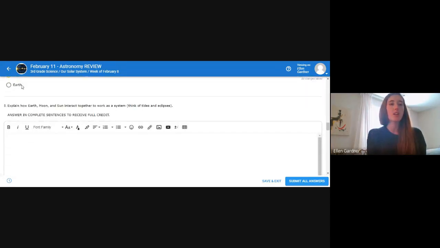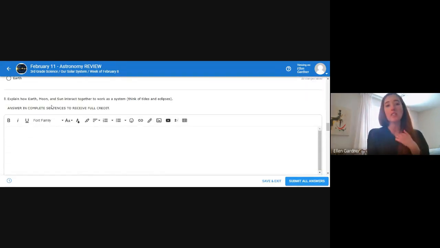Okay, now Earth, Moon, and Sun interact together to work as a system. Please explain how that is. And I want you to think specifically of tides and eclipses. Two naturally occurring instances that have to do with Earth, Moon, and Sun's placement as they work together as a system. So you could write one sentence about tides, one sentence about eclipses, something like this.